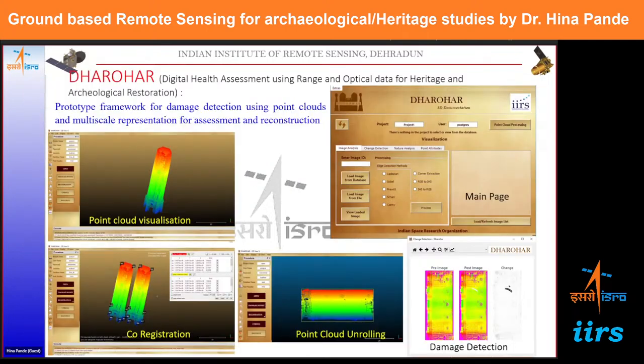Then we had also come up with a small prototype framework, which we call Dharohar, wherein we can do a little bit of processing of the point clouds and optical data for heritage and archaeological restoration. There are some image processing methods, and some photogrammetric and laser scanning operations that can be done. And if you have two-time data, that is the pre-event image and the post-event image, and there is a crack, it can be visualized. So the change can be seen here.